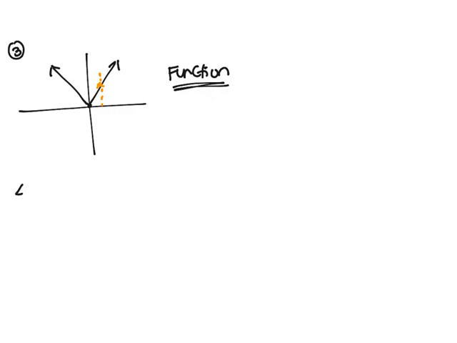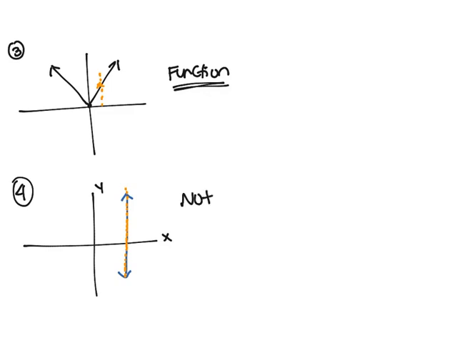And then on number 4, it's a little difficult to see, but you just have a picture, and I'm going to do it in blue, of a vertical line. So obviously, if you did the vertical line test on top of a vertical line, you're going to hit every point on that line. So this is not a function.